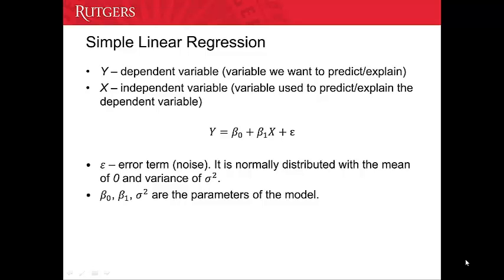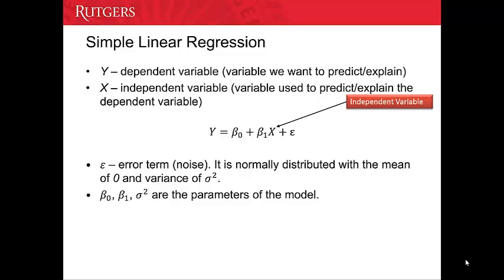Right now, we will learn some detail about the simple linear regression model. For the simple linear regression model, we have two variables, the independent variable and the dependent variable. We use y to represent the dependent variable, and x represents the independent variable. The dependent variable is the variable we want to explain and predict. The independent variable is a variable that is used to predict or explain the dependent variable.